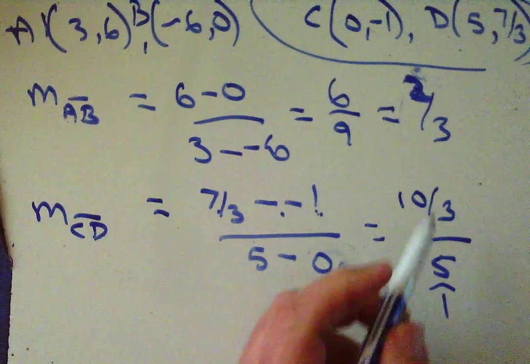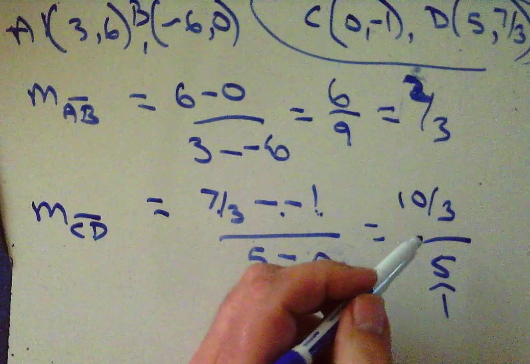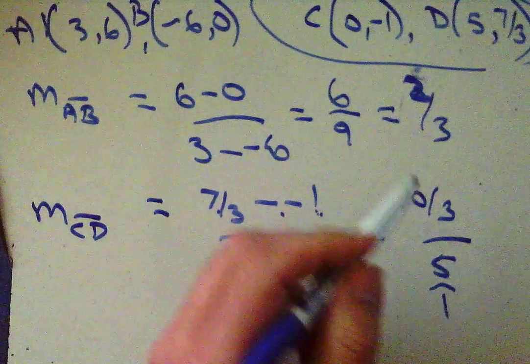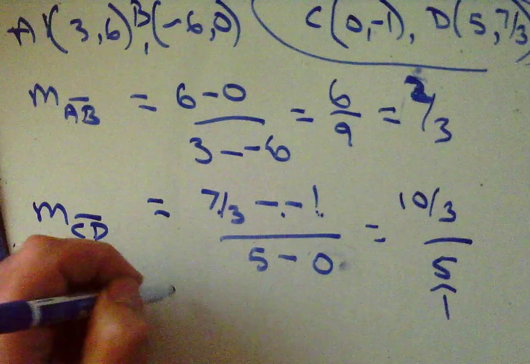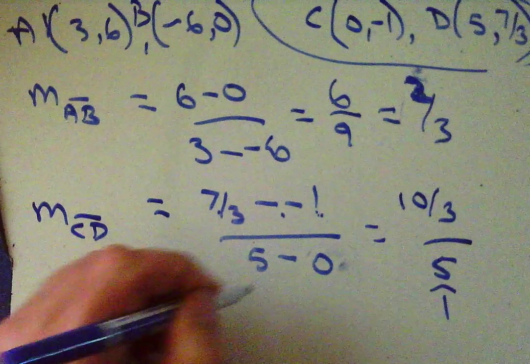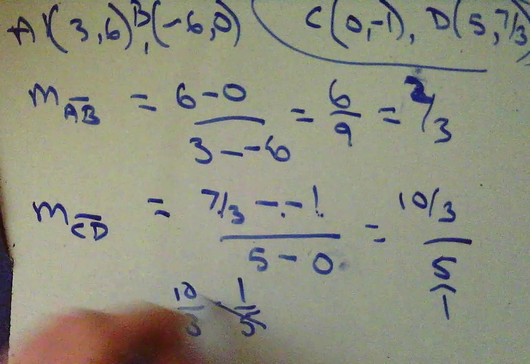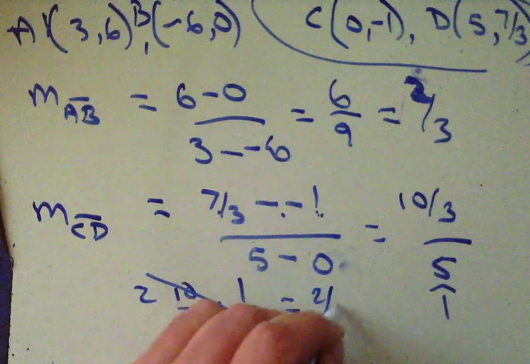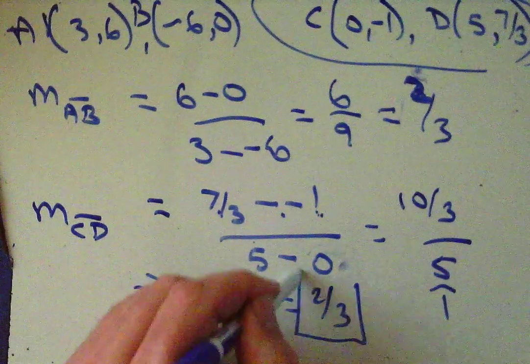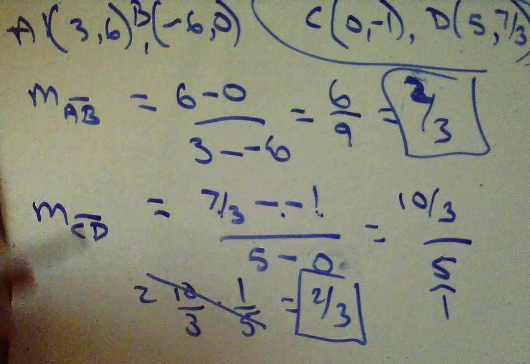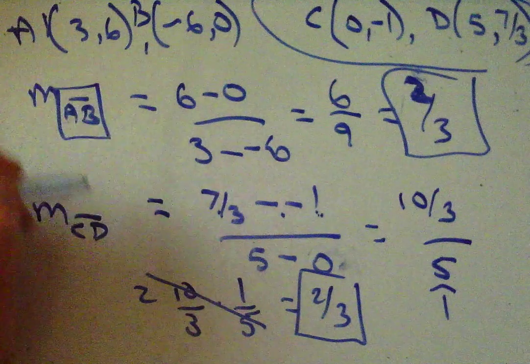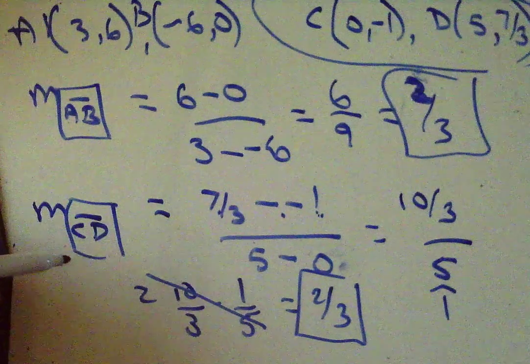Now, I remember my middle school math teacher, Mrs. Rowan, teaching me that when I have a fraction over a fraction, I can flip and multiply. So 10/3 times 1 over 5, and I end up with 2/3. Lo and behold, these slopes are the same. What do I then know about line AB and line CD?